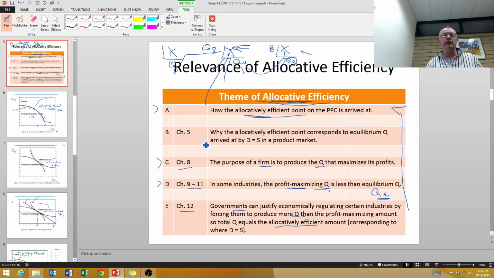Okay, so the next little thing I'm going to try to explain to you. This is what our chapter talks about: how the point of allocative efficiency in the production possibilities curve corresponds to the equilibrium quantity in the product markets for these two products. So the chapter explains it, but I'm going to explain it with diagrams instead.